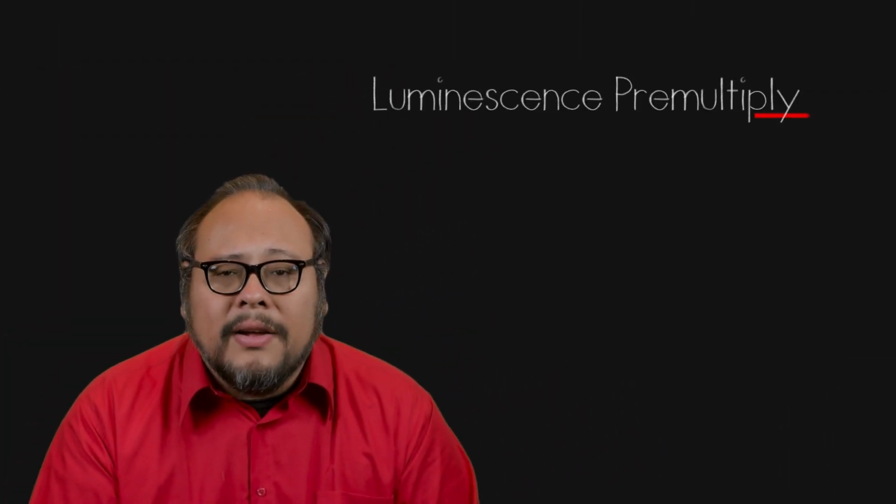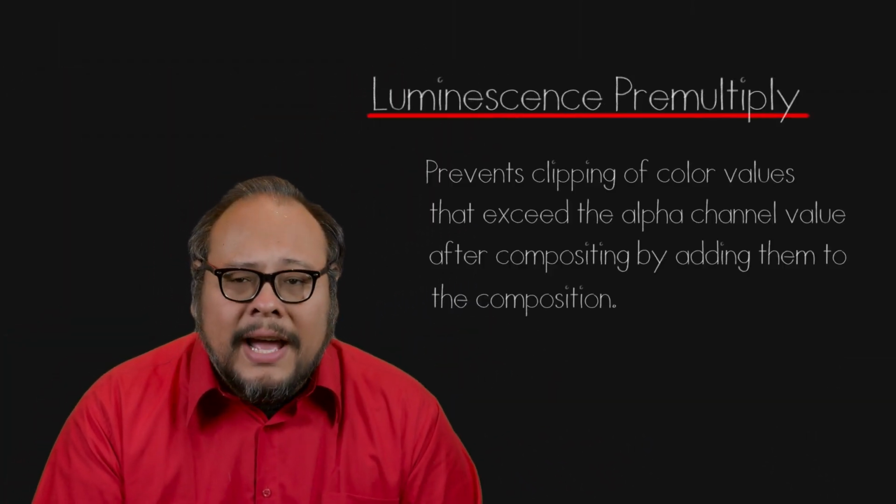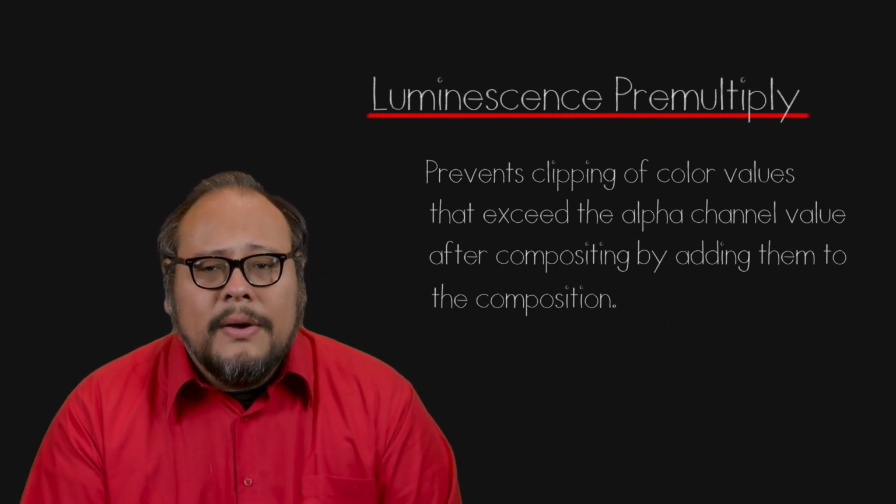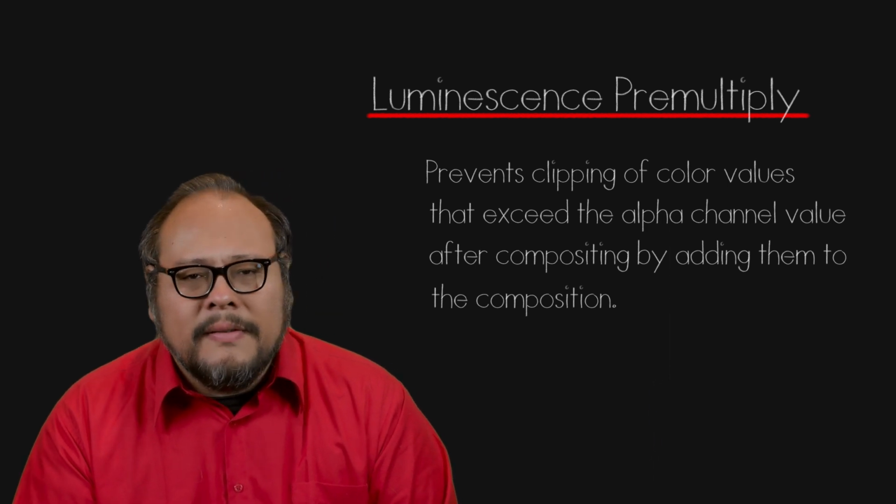Luminescent premultiply is a utility to correct clipping of color values that exceed the alpha channel value after compositing. This is mainly used when you have light effects in footage with its own alpha channel coming from a different matting software. And there you have it, a conceptualization of all the blending modes found in After Effects and most image manipulation software. With digital imaging, there's multiple ways to skin a cat, and hopefully this exploration of blend modes gave you a few extra ways to accomplish what it is you're after.